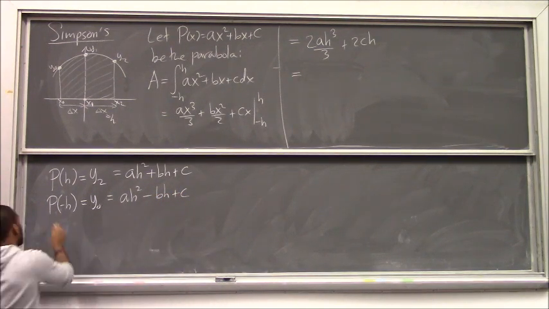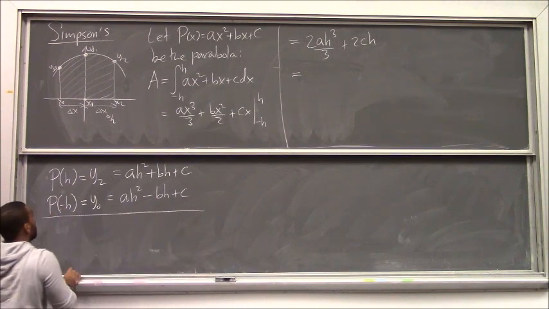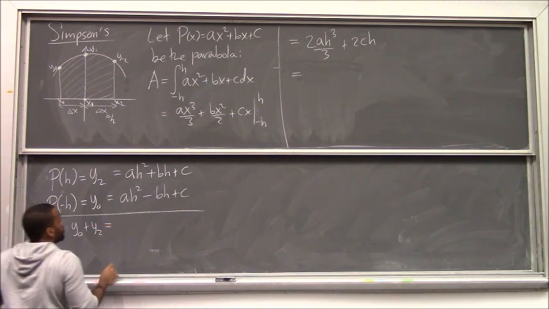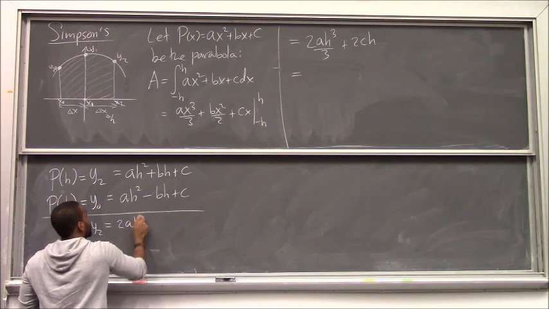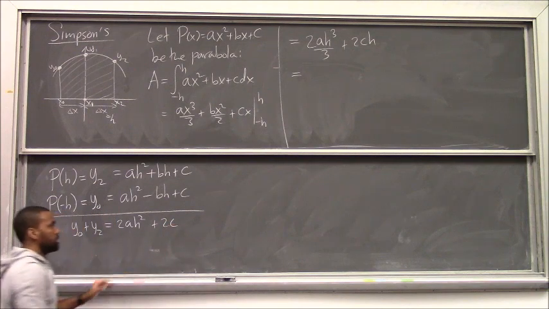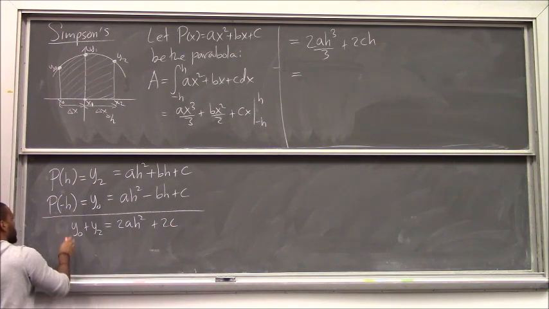You can notice that I could add these two, and I would get y0 plus y2 is going to be equal to 2ah squared plus 2c. So now, remember that, we're going to use that later.